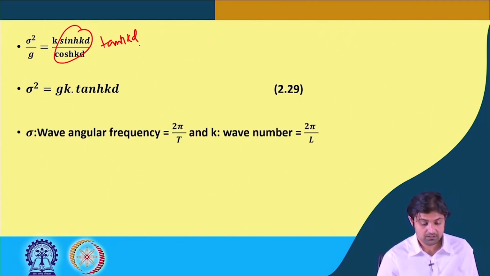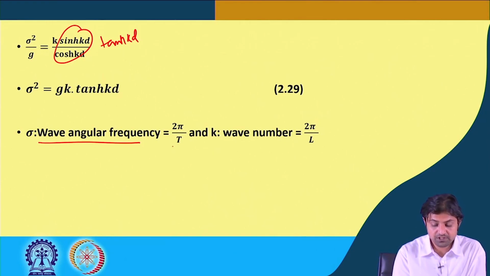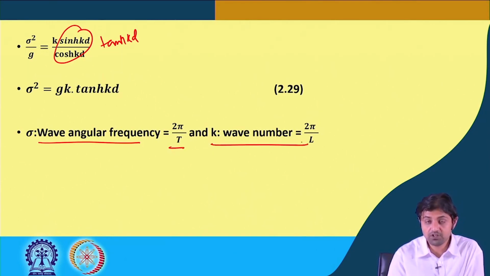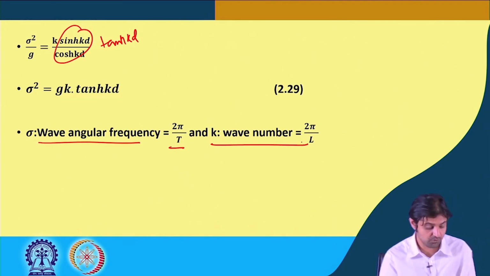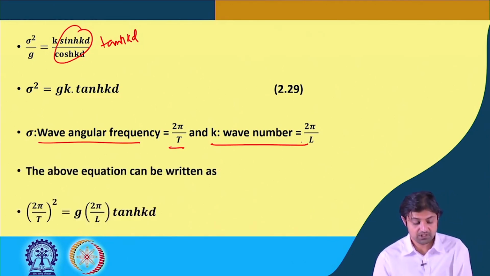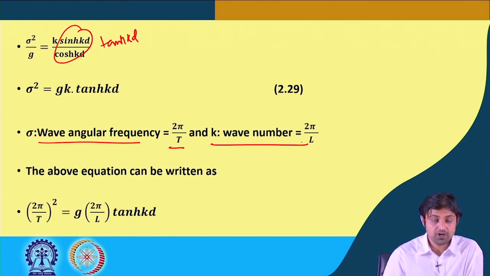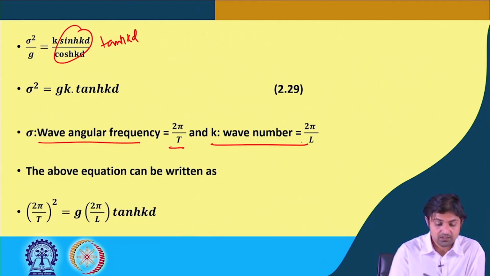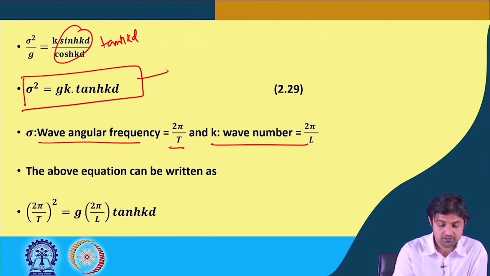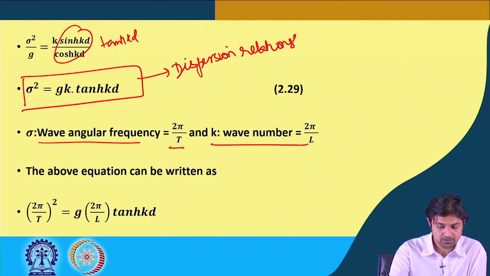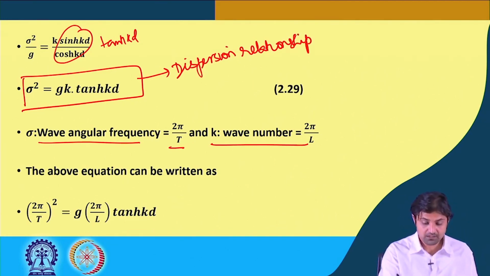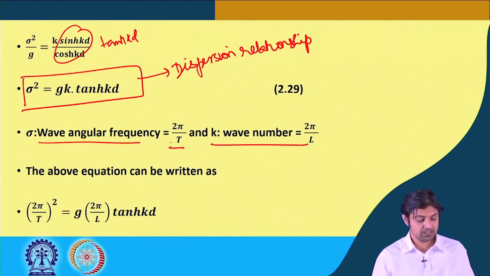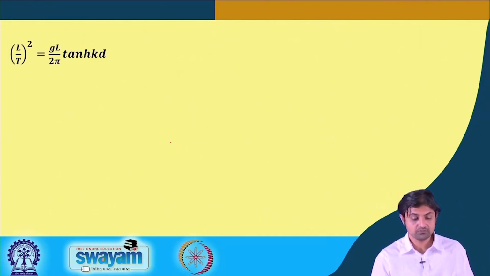Here σ is the wave angular frequency, equal to 2π/T, and k is the wave number, which is equal to 2π/L, as we have seen before. The above equation can be written as (2π/T)² equal to g into 2π/L tanh kd. So, actually this is the famous dispersion relationship.